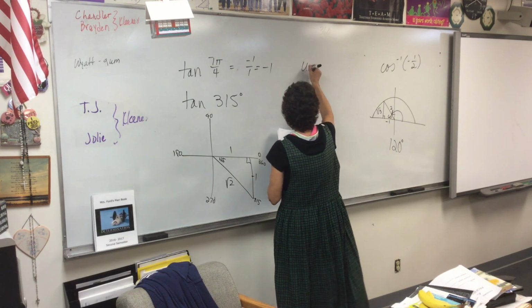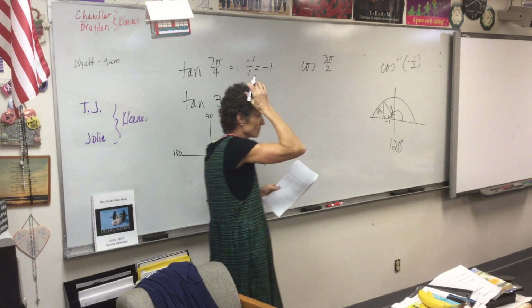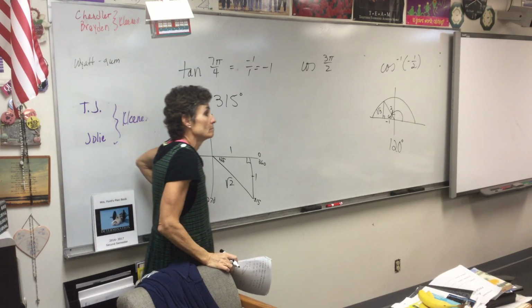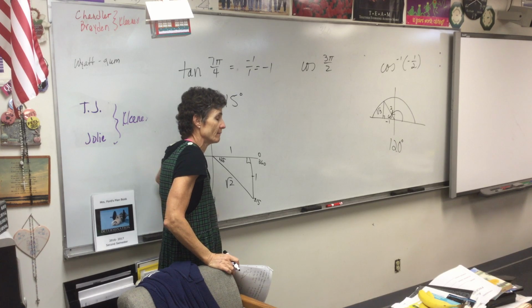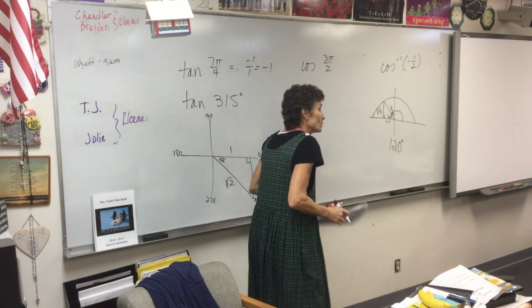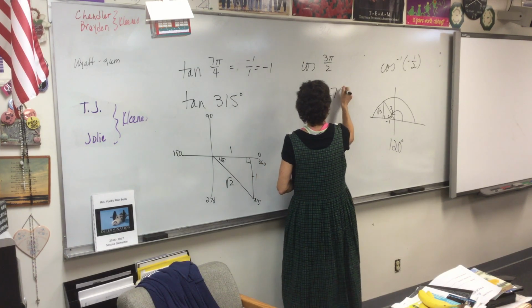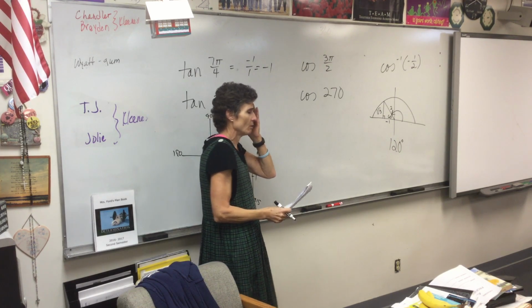All right, cosine 3 pi over 2. John, how you gonna start? What are you gonna do? What is 180 divided by 2? Yep, and then what do you do? What's 90 times 3? You got it. Cosine 270, very good. Thank you, perfect, beautiful. Oh no, though. Oh no.